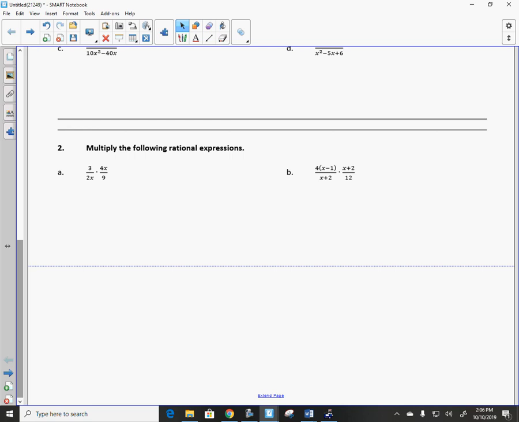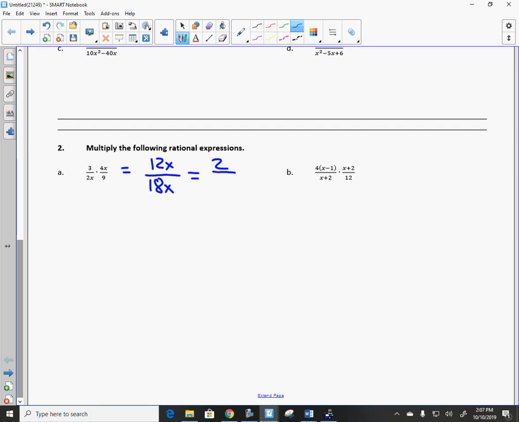And I'm going to do this two ways so that I can try to make a point here. Oh, sorry, guys. So if I multiply straight across, I get 12x over 18x. After I multiply, I could then choose to simplify. 12 and 18 simplifies to what? 2 over 3, and the x's cancel, so the result is 2 over 3.